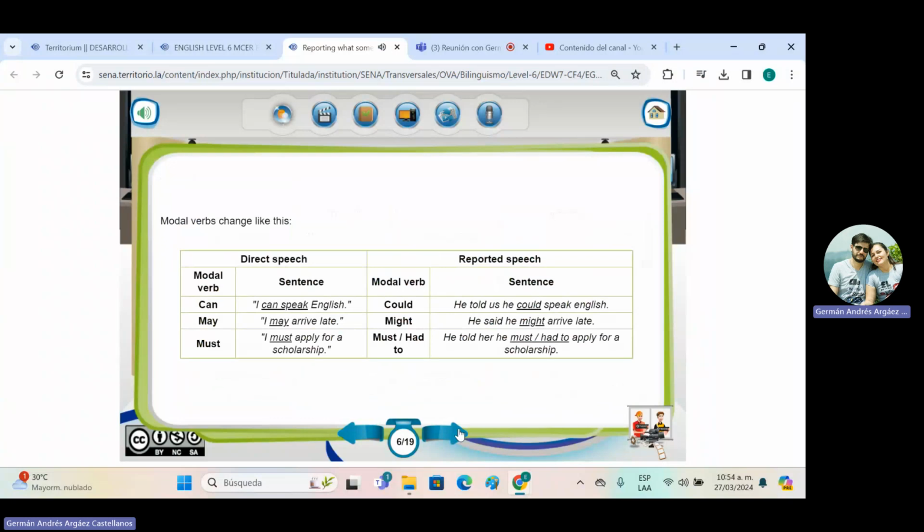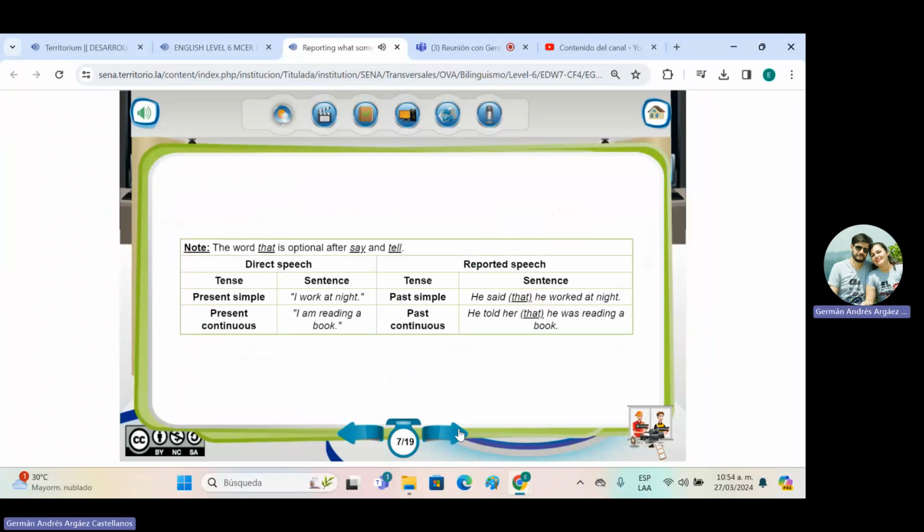Direct speech. Reported speech. Modal verb, sentence. Can. I can speak English. Could. He told us he could speak English. May. I may arrive late. Might. He said he might arrive late. Must. I must apply for a scholarship. Had to. He told her he had to apply for a scholarship.